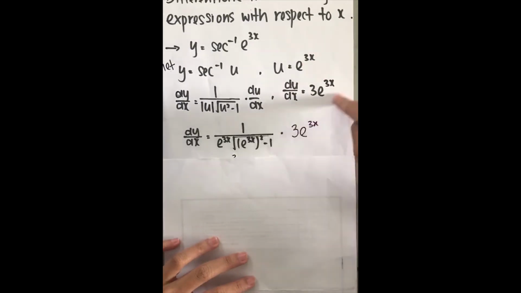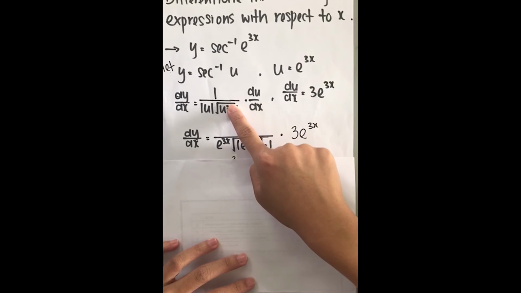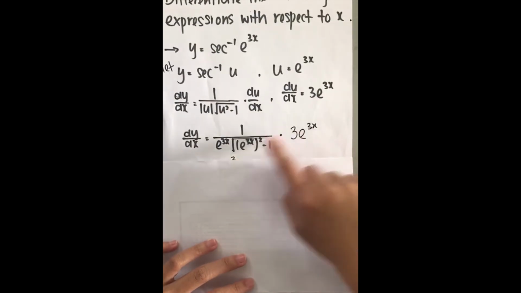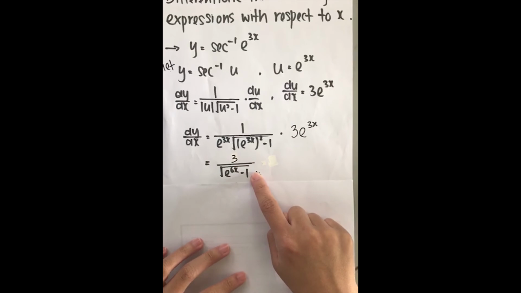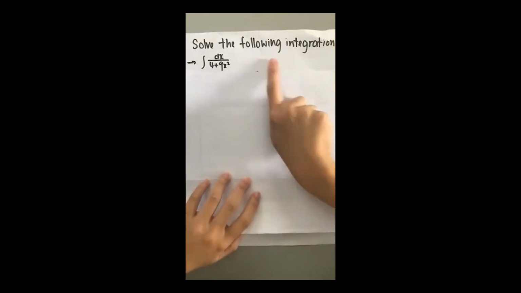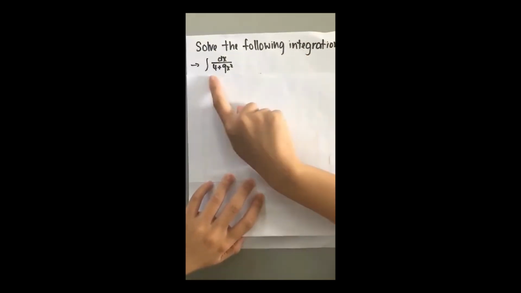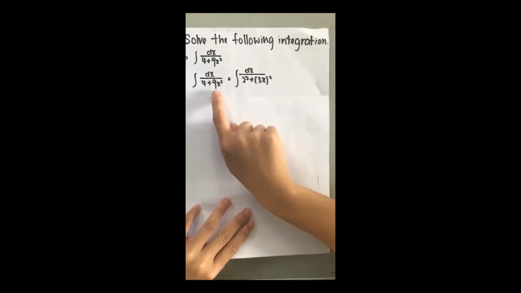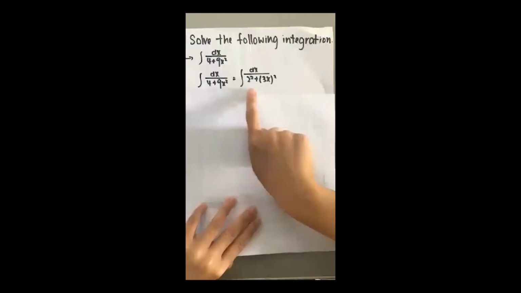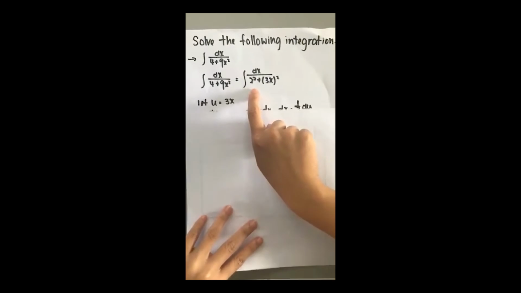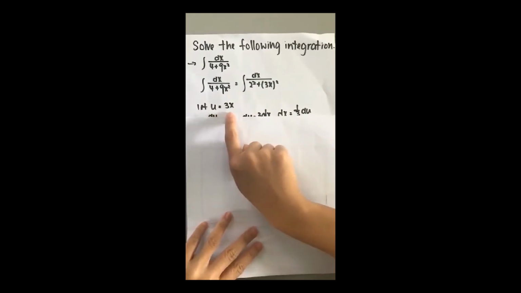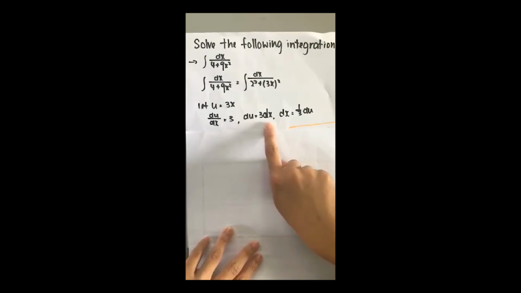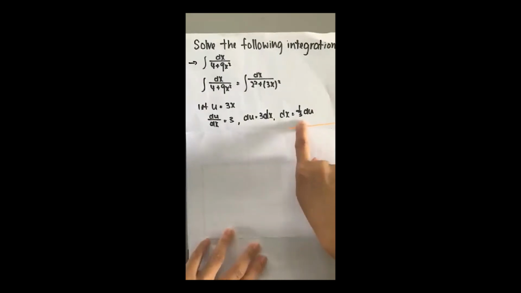Hence, sub the value into the equation and you will get this equation. Cancel off e to the power of 3x and you get the answer. Example 2. Solve the following integration. Integrate dx over 4 plus 9x squared. First, we can simplify it into this equation. And then let u equal to 3x, du over dx equal to 3, du equal to 3 dx, and dx equal to 1 over 3 du.